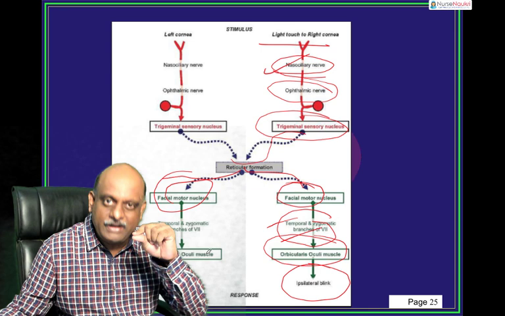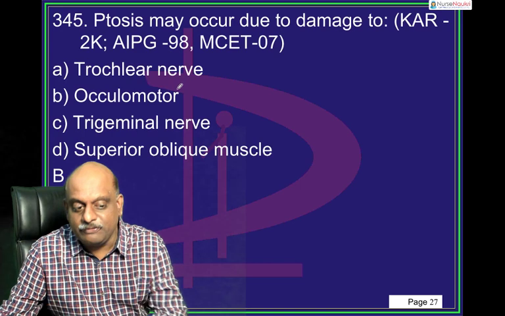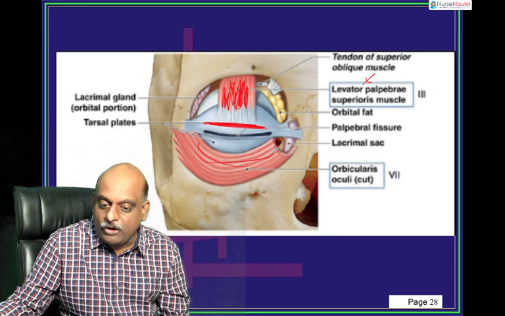Ptosis can occur because of damage of the oculomotor, is what you should remember. So this is the levator palpebrae superioris muscle, doctor, which you can see. It attaches to the palpebral fissure and is responsible for elevating our eyelid, and is supplied by the oculomotor. And this is the orbicularis oculi muscle, and that is the one which is supplied by the 7th cranial nerve, is what you have to emphatically remember.